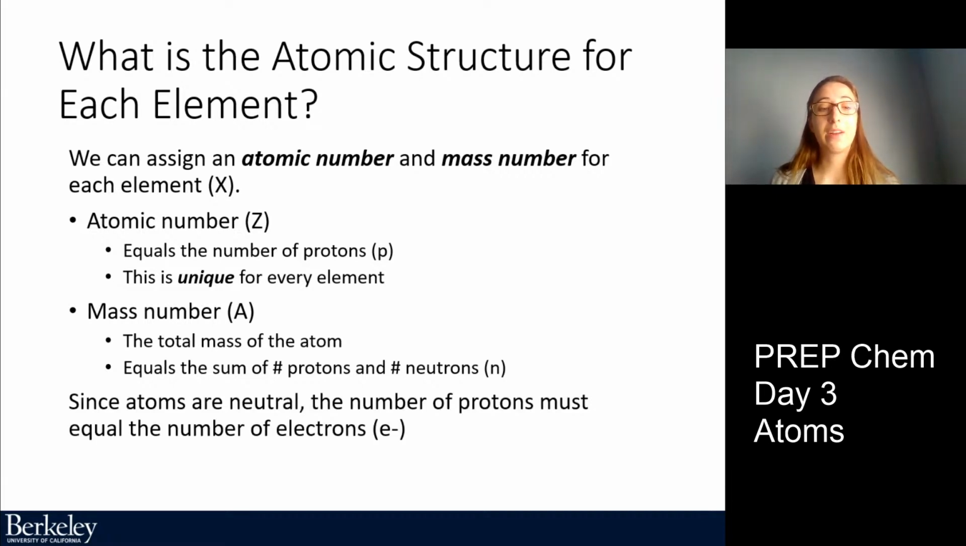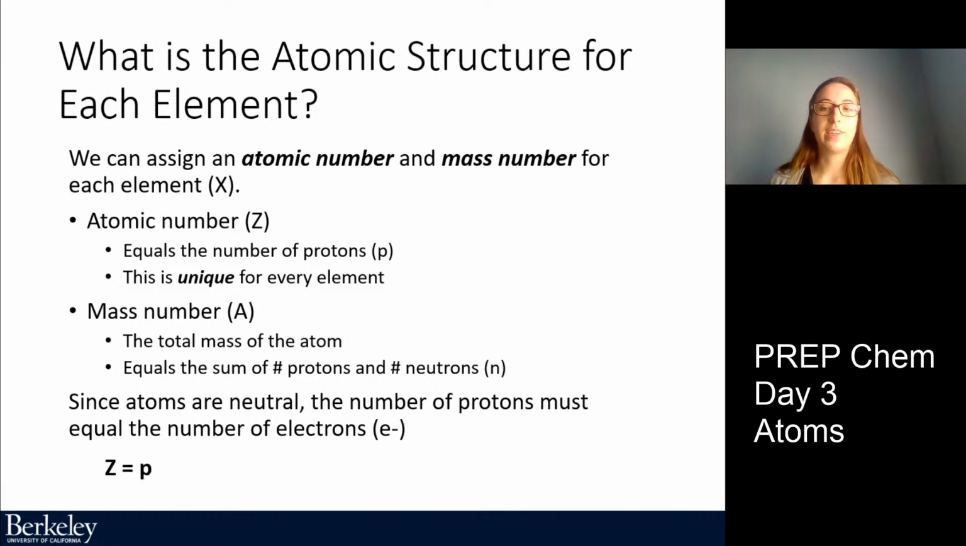And then, since atoms are neutral, we know that the number of positively charged protons must equal the number of negatively charged electrons. Because if those two numbers weren't equal, then we would have a charged atom. And right now, we are only considering neutral atoms. Later in class, we'll talk about how the number of electrons would change if you had something like a cation or an anion, where the atom is no longer neutral.